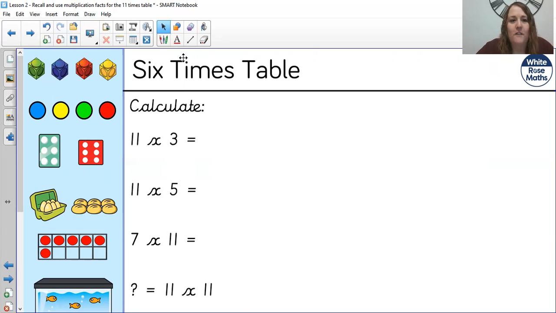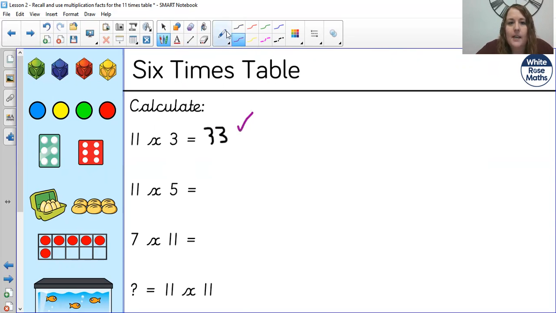Brilliant. Okay, so hopefully that didn't take you too long. We should know that 11 times 3 now is 33. So if you've got the answer 33, give yourselves a tick. Next one, 11 times 5. If you had the answer 55, give yourself a tick.